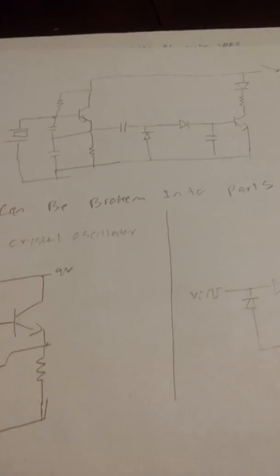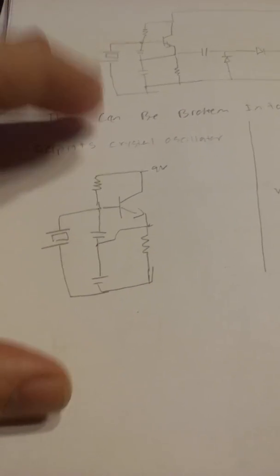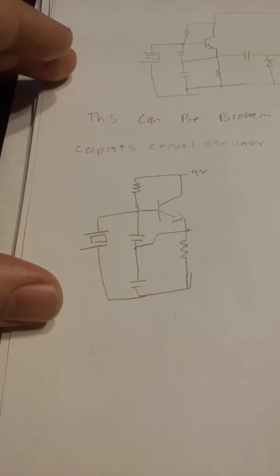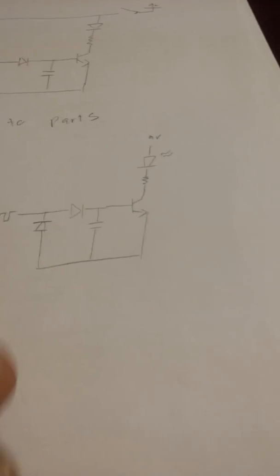So this can be broken up into several parts. This is going to be the feedback and amplification for the crystal oscillator. This setup is called the Colpitts crystal oscillator. Fair chance I pronounced that wrong. And we'll look at this, and this is more or less a switch.